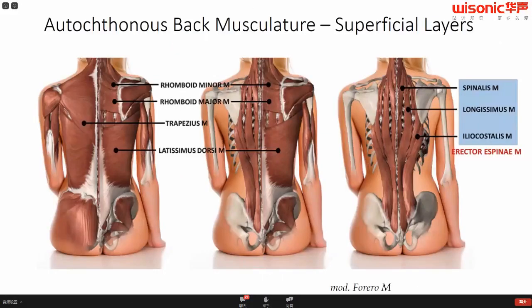From the outside to the inside, we can find below the skin, that you can see on the left-hand side, the latissimus dorsi and the trapezius muscle. Below these muscles, you can find the rhomboid major muscle, and below the rhomboid major muscle, there lies the erector spinae muscle, which can be seen on the right-hand side.